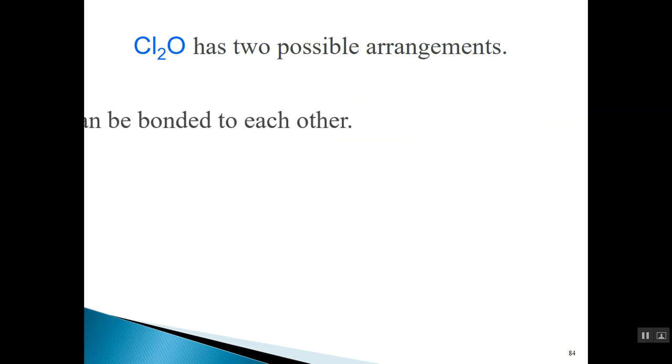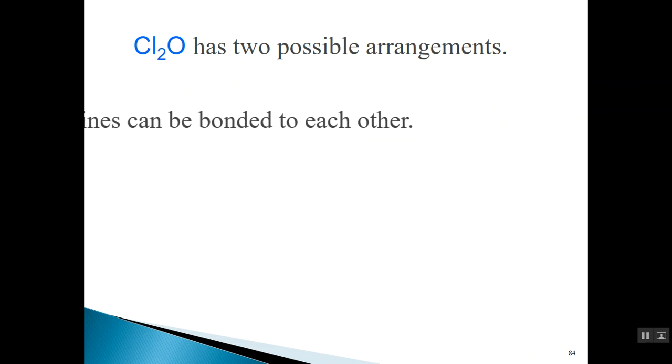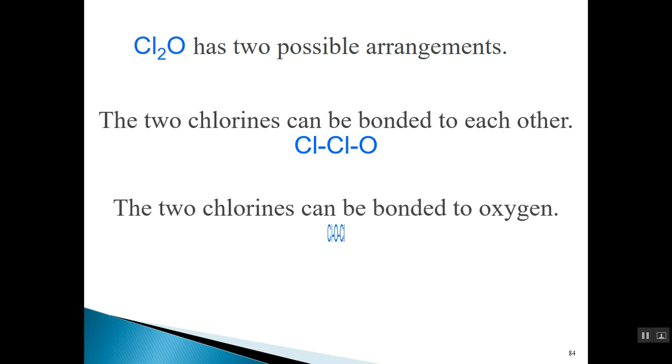So this begs the question: which atom will be at the center? Usually, it will be the single atom if there's only one atom of the particular element present in the molecule, or the least electronegative element. So, for example, take the molecule Cl2O. There are two possible ways that these atoms could be bonded. You could have them in series, with the chlorine in the middle and oxygens on either side, or you can have both chlorines bonded to the oxygen. The question is which one is correct.